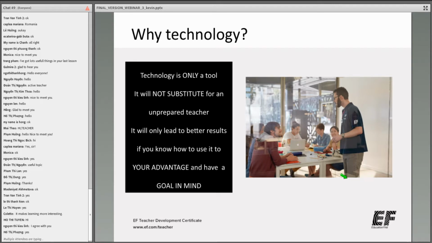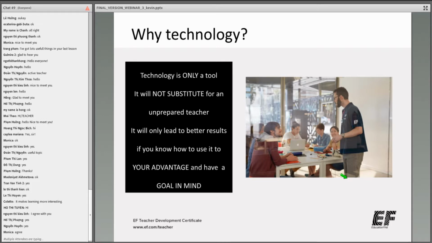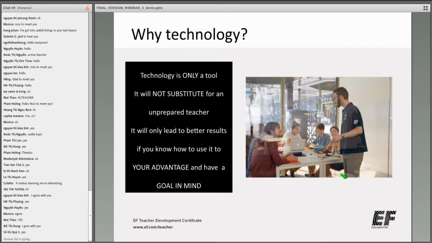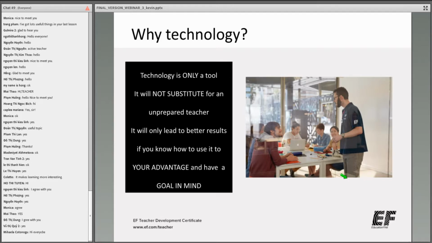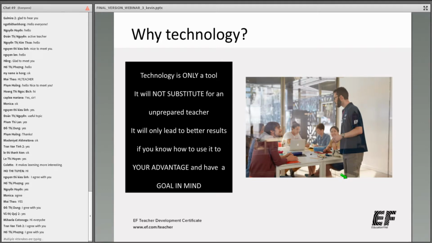So if you are not prepared, if you are not ready to teach the lesson and know exactly what you want the students to achieve by the end of the lesson, it will not be of any use for you or for your students. It will only lead to better results if you know how to use it and you use it to your advantage with a goal in mind. So those are the main points. Better results only if you use it well, you use it to your advantage, and you have a goal in mind. But you still need to be very well prepared for the lesson that you're going to be giving.